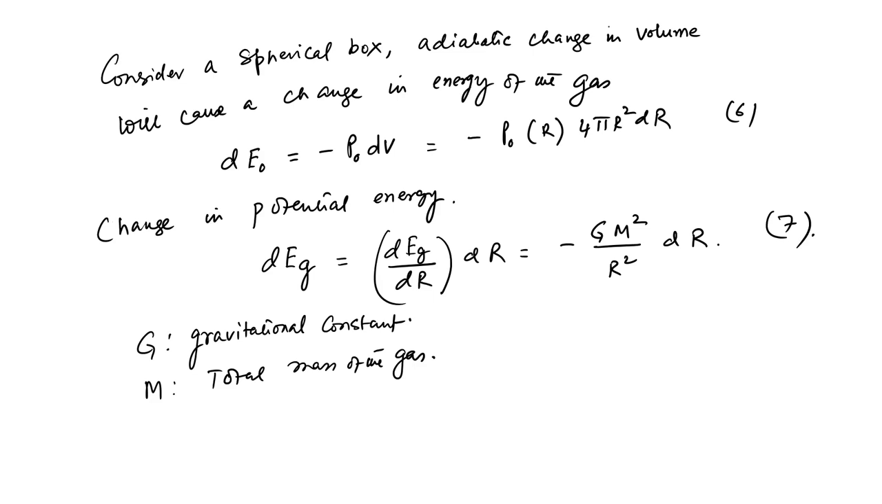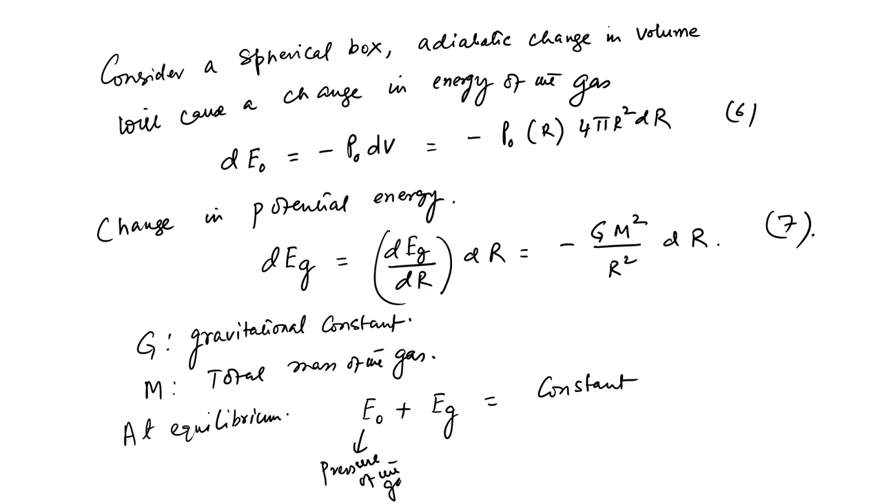All right. So what happens at equilibrium? E0 plus E_g is equal to a constant. E0 is due to the pressure of the gas, which is coming from the fermions, and E_g is the gravitational potential energy. So at equilibrium, dE0, that is the change in the internal energy, becomes equal to dE_g. And this is the equilibrium condition: the pressure of the fermionic system inside the star combats the gravitational collapse.